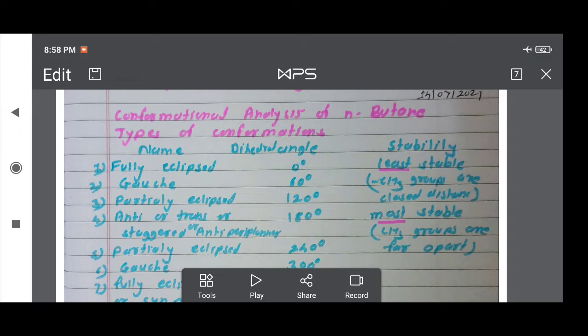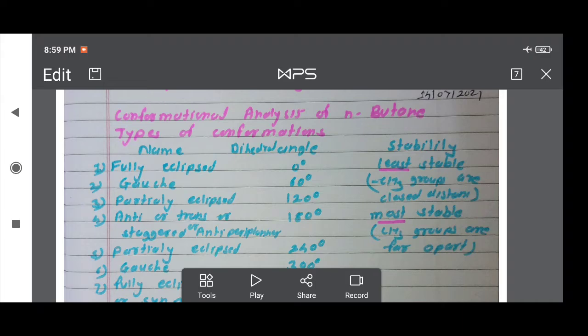Then third one is the partially eclipsed conformation. Dihedral angle is the 120 degree. Then fourth one is the anti or trans, also called the staggered conformation or anti-periplanar conformation. Dihedral angle for anti-periplanar conformation is the 180 degree, and this is the most stable conformation because methyl groups are far away from each other.